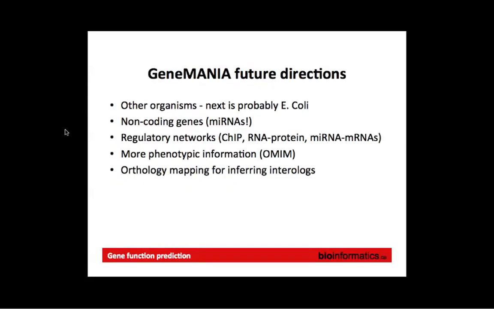So we're going to be adding additional organisms like E. coli, also non-coding genes, microRNAs, and we'll be adding regulatory networks from chromatin IP and microRNA mRNA networks. We'll be adding additional phenotypic information from OMIM, and eventually we'll be adding more orthologous information. So if you have a network in one species, you can map it over to another species. That's already done somewhat in the predicted section. A lot of the predicted networks are predicted between species, but we're going to do this in a more systematic way.